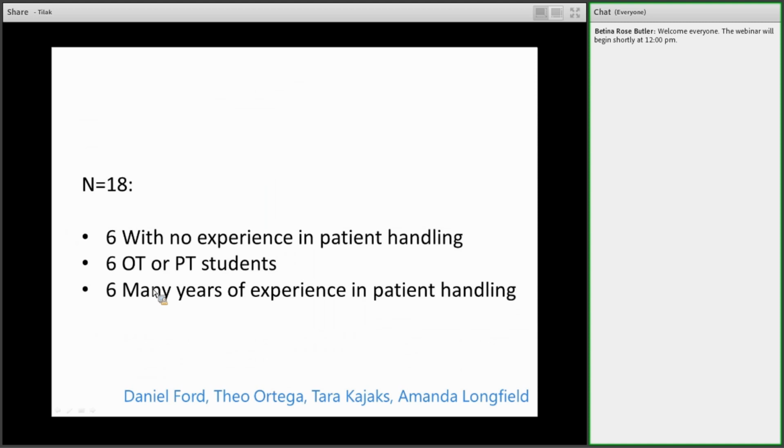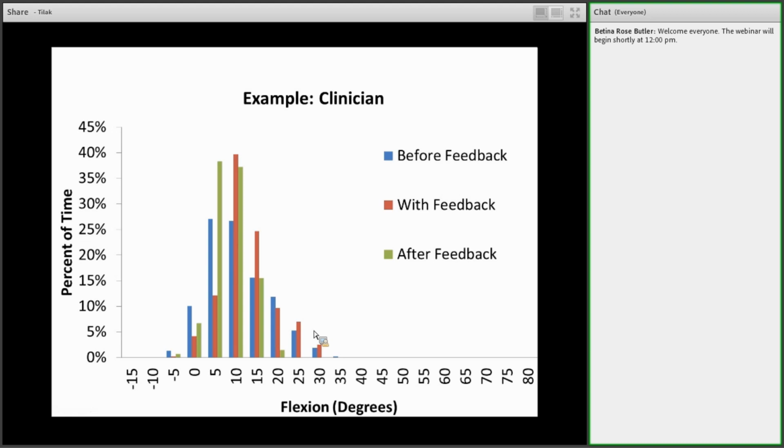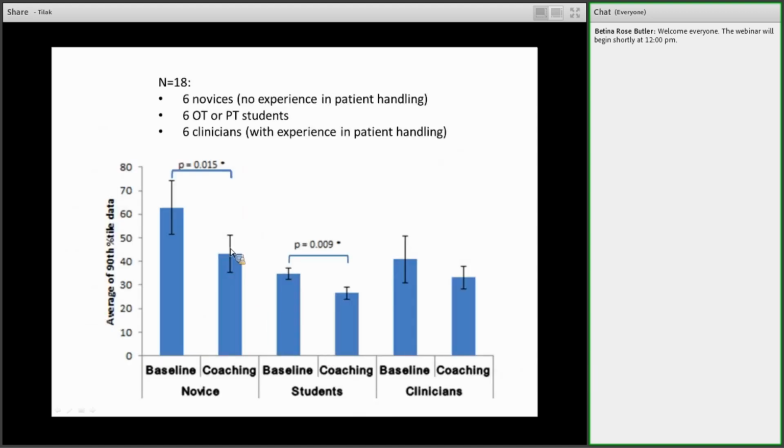And so of our 18 participants, some of them had no experience, others were sort of student clinicians, occupational therapists, physiotherapists, and 6 of them were people with lots of experience in patient care. One of the things we noticed was some of the people with the most experience didn't benefit too much from having this system, because they were already avoiding too much flexion. But overall, we see the biggest benefits in what we call our novice group, or our students who didn't have that much experience. We can see that we dropped the amount of time we spent at high angles by using this feedback system.